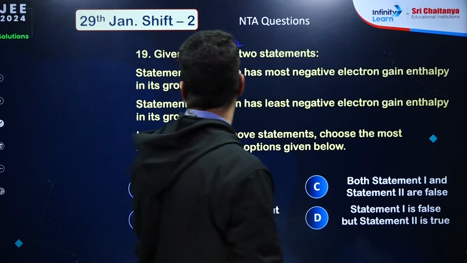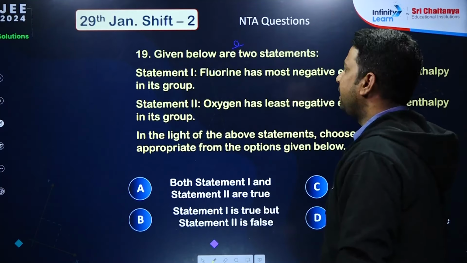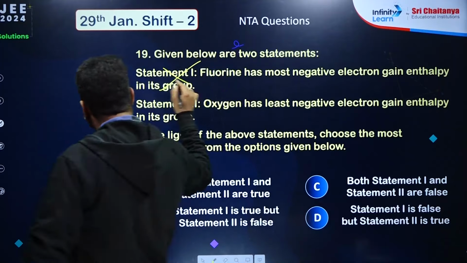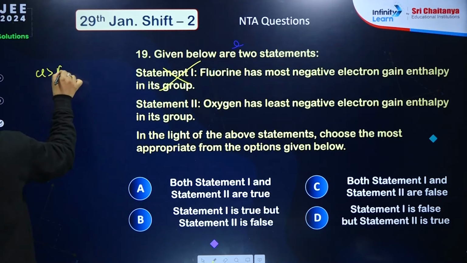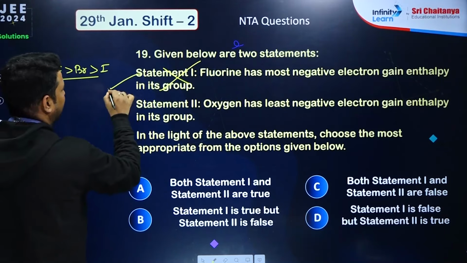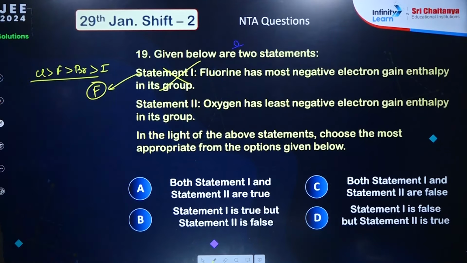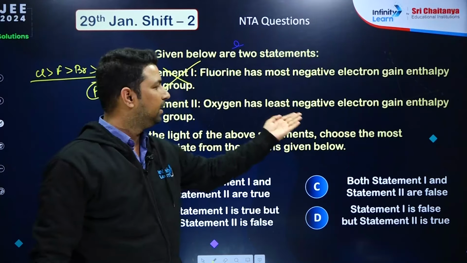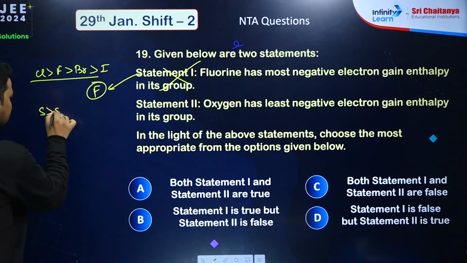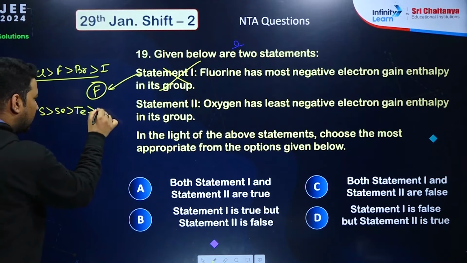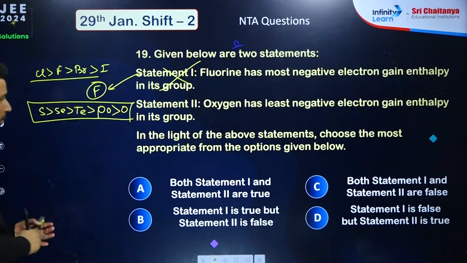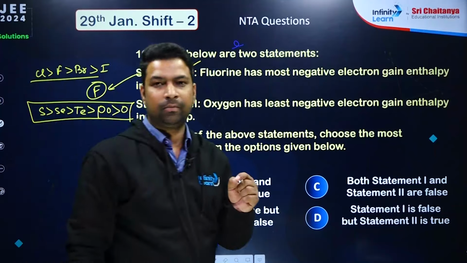Question number 19. Given below are two statements. Fluorine has the most electron gain enthalpy in the group. Incorrect, because it is chlorine, then fluorine, then bromine, then iodine. So statement 1 is false. Statement 2: oxygen has the least negative electron gain enthalpy, and it is true, because sulfur, selenium, tellurium, and then polonium, and last oxygen. It is based on data.